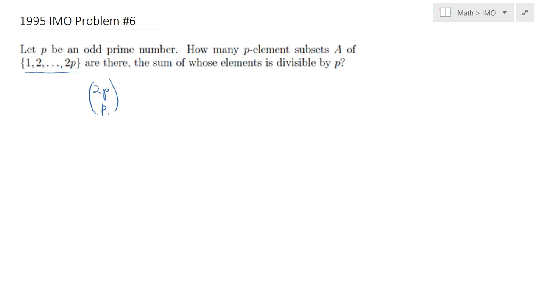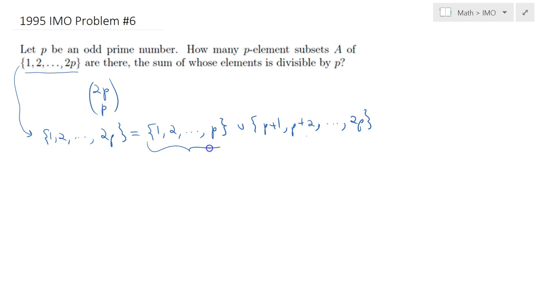So first of all, notice that the total number of p-element subsets is 2p choose p. Alternatively, I can partition this set 1, 2 up to 2p as follows: 1, 2 up to p union p plus 1, p plus 2, up to 2p. Let's simply call this x and this y. So this is just x union y, our original set, which we can call S.